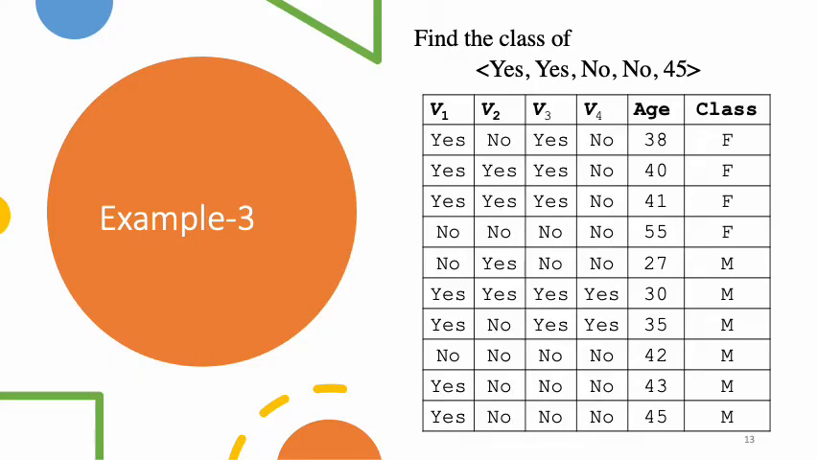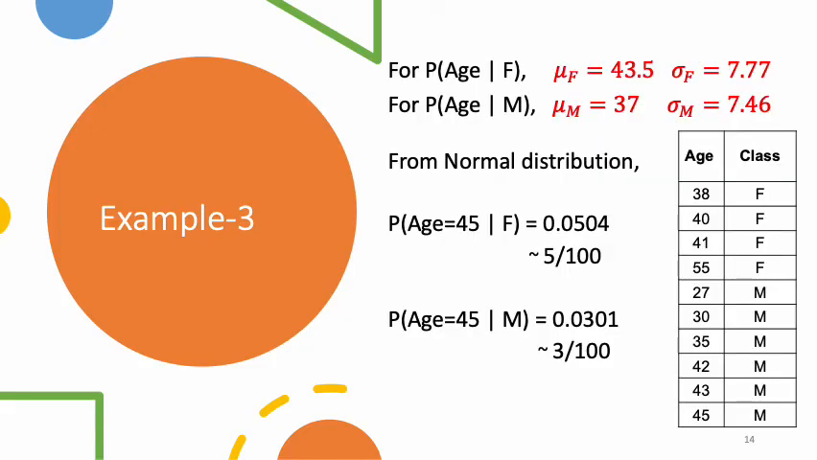On the screen, you see a classification dataset with 10 examples. This dataset has 4 categorical and 1 numerical features as input and 2 classes as the output. Let's find the class of a new sample that comes as <yes, yes, no, no, 45>. In this question, we will not talk again about how categorical data is processed in the naive Bayes method. Focusing directly on numerical data, we will see how the Gaussian distribution is applied to the data.